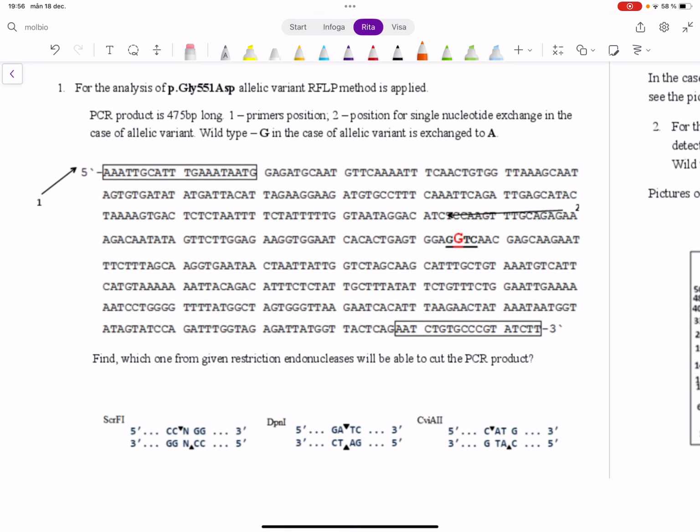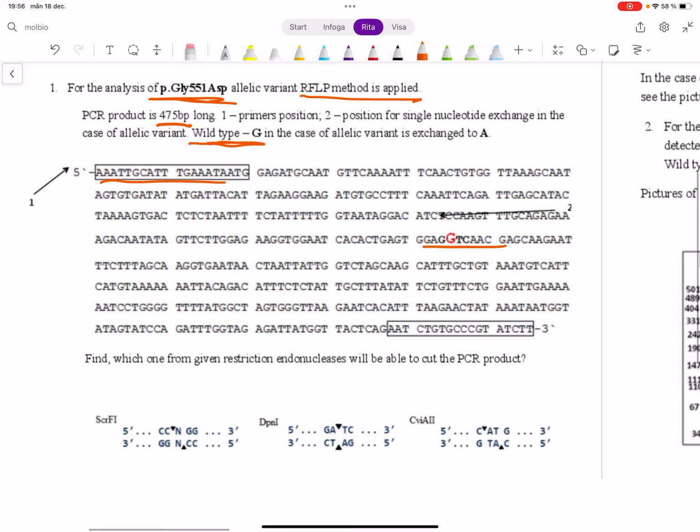you have this case. For the analysis of this allelic variant, the RFLP method is applied. The PCR product is 475 base pairs long, and here they have just pointed out what the primer is, and so on. They have also told us that the wild type in this allele has a G, which is this one, and the allelic variant means that it has been exchanged to an A. So this G would be an A.